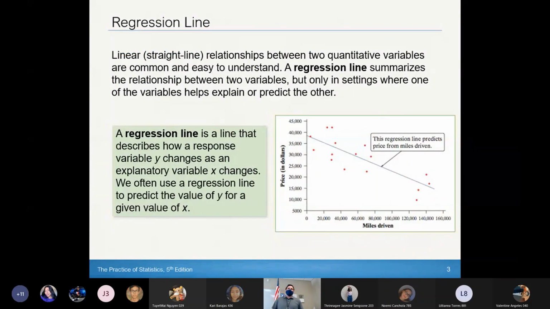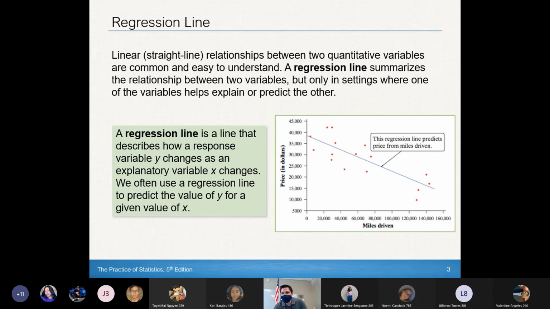Regression line is the first thing we're going to talk about. This is essentially your line of best fit for your scatter plot. Linear, straight line relationships between two quantitative variables are common and easy to understand. A regression line summarizes the relationship between two variables, but only in settings where one of the variables helps explain or predict the other. A regression line is a line that describes how a response variable y changes as an explanatory variable x changes. We often use a regression line to predict the value of y for a given value of x.